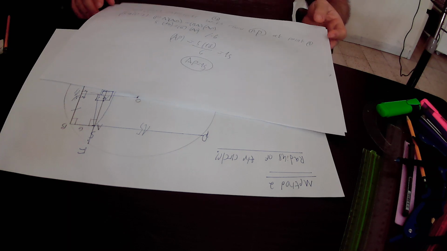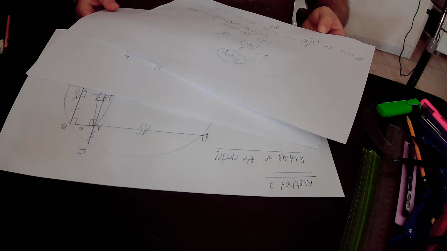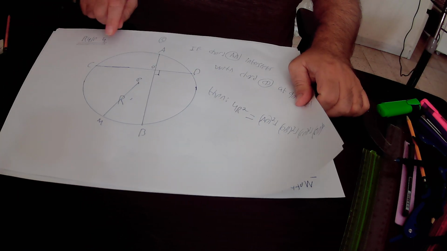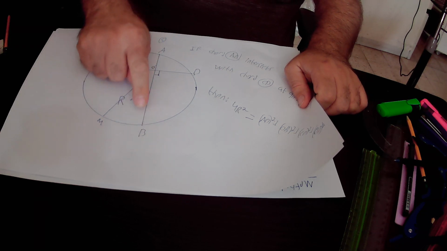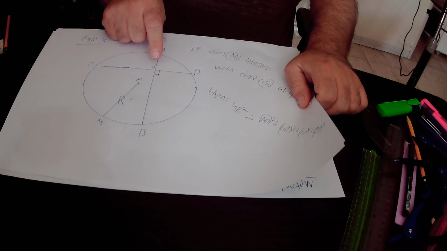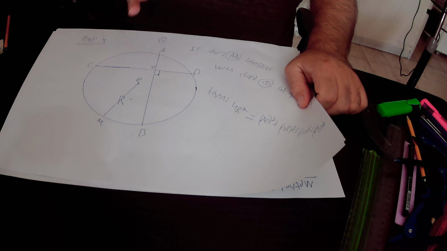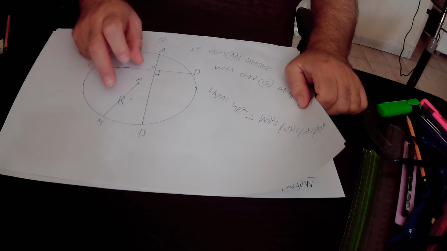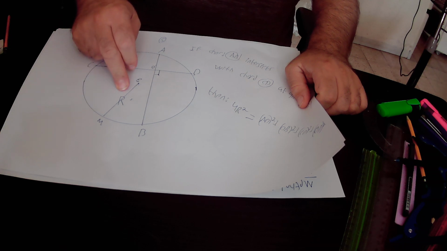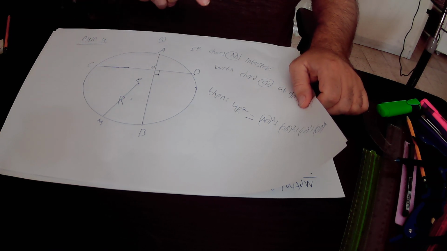In the next step I presented to you rule number 4, and we implemented rule number 4 in our drawing. According to rule number 4, if we have chord AB that intersects with chord CD, and they intersect each other at the intersection point, creating between them 90 degrees at point O, and we also know that the radius of this circle CM equals capital R, then the following equation is true.